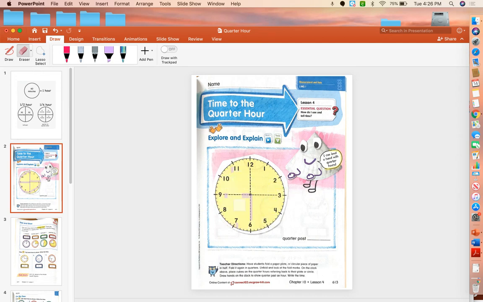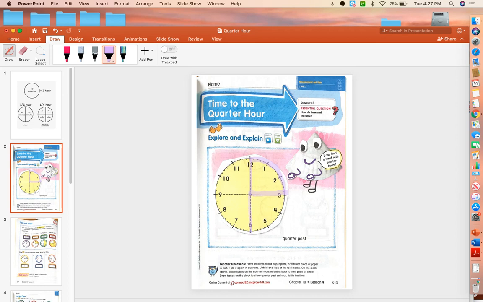Oftentimes I think about those quarters, like I said, as money. So there are 4 of them. 4 quarters equal $1 and 4 quarters in an hour. This first quarter right here is called quarter after. Anytime that the minute hand is pointing to the 3, it's going to be quarter after.